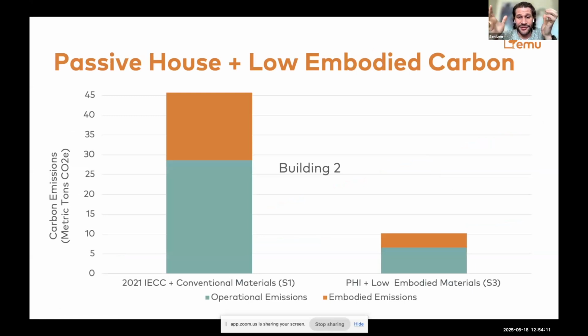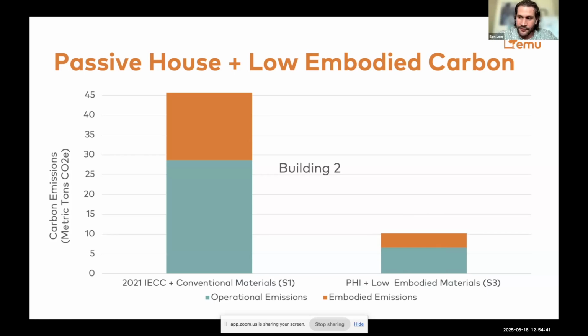Obviously, if we can do both, if we can think about operational carbon and embodied carbon, we can do really amazing things. So here we're looking at one building, building 2. We're looking at if it was just built to code with conventional materials, what is the amount of emissions for 1 year? If we build that building to Passive House standard with low embodied carbon materials, we can get a huge chunk out of that. So taking a chunk out of both parts of the emission game.